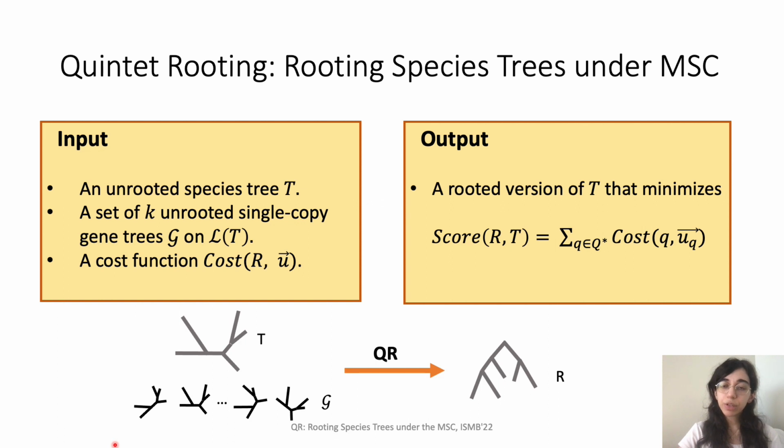So this led to the development of Quintet Rooting. I might also call it QR henceforth, which takes as input an unrooted species tree T and a set of unrooted single-copy gene trees on the leaf set of T, as well as a cost function, which we saw an example of in the previous slides, and returns a rooted version of T that minimizes the cost across a selected set of quintets.